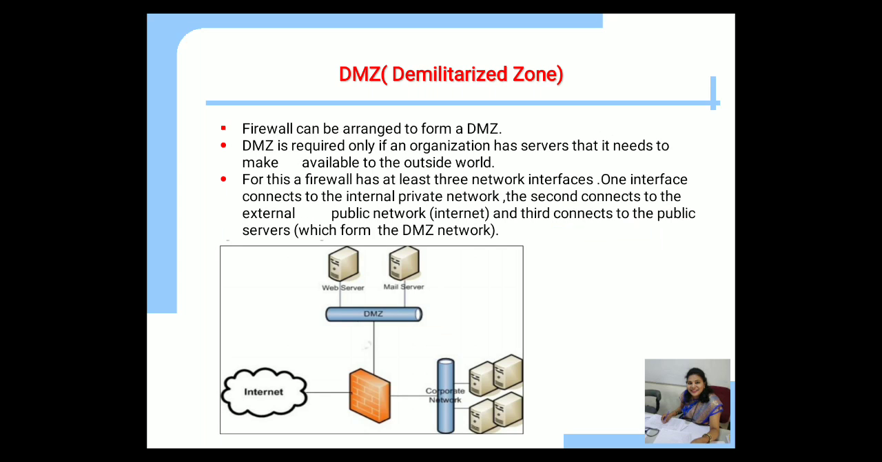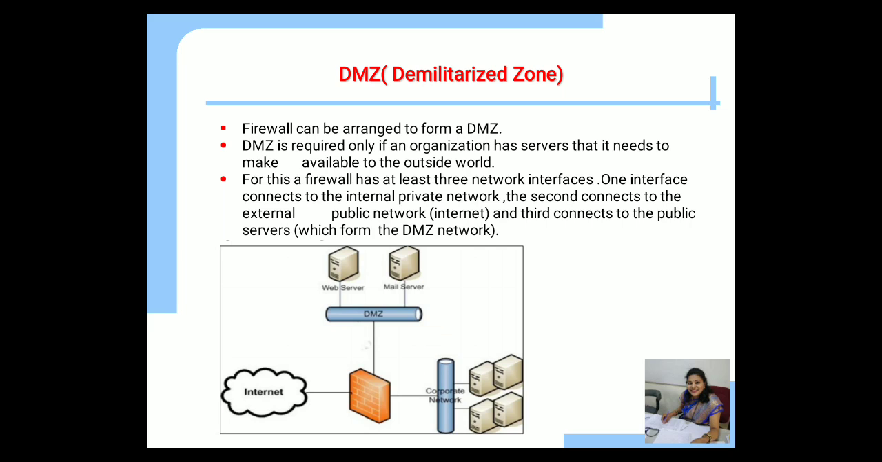So how can you implement a firewall? There is one way, the demilitarized zone. A firewall can be arranged to form a DMZ. So what is a DMZ? A DMZ is required only if the organization has a server that it needs to make available to the outside world. In the demilitarized zone, we keep all the service servers in that zone, and all the data servers are kept separated in an internal network to protect them.